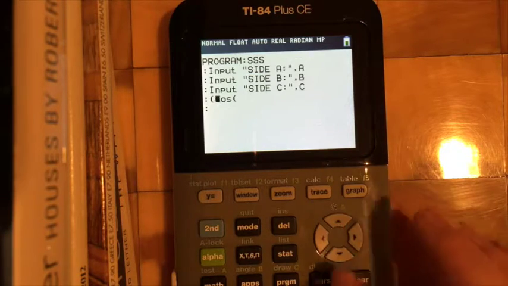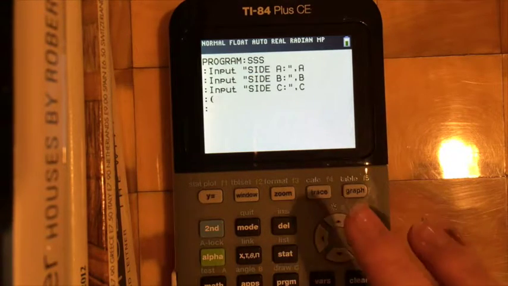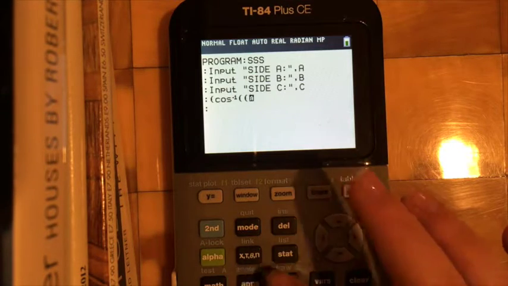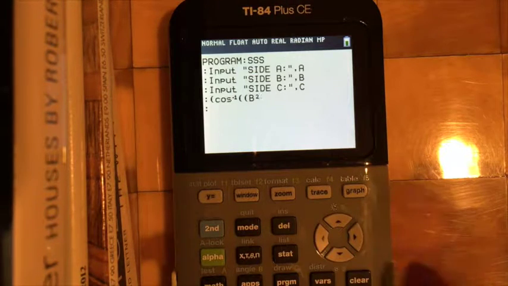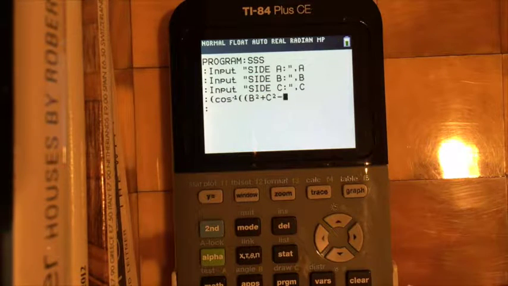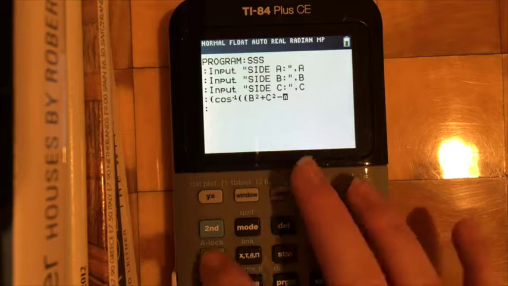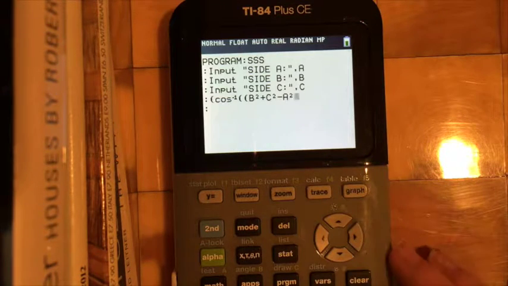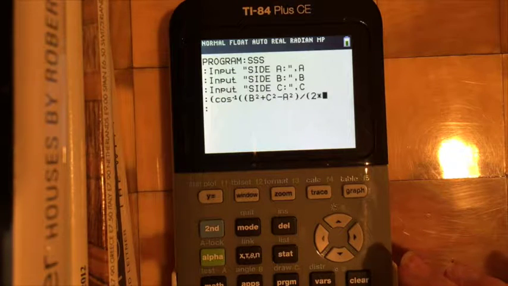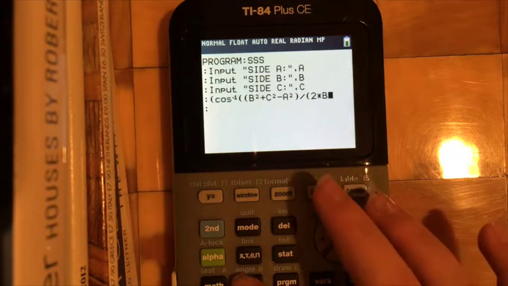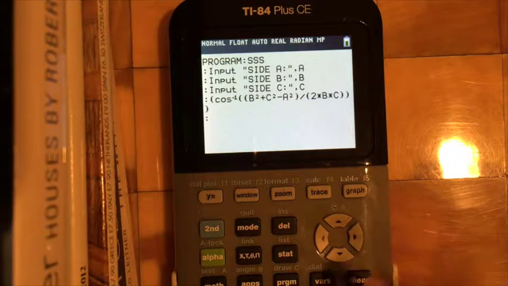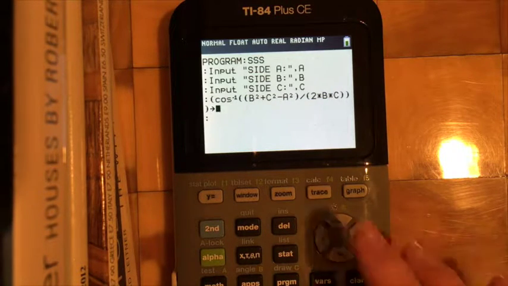When solving an SSS triangle, in order to find one of the angles, the law of cosines is used. In the calculator coding, I began with solving for angle A. I wrote the inverse cosine of b squared plus c squared minus a squared divided by 2 times b times c is equal to angle A. After this, I stored the function as the letter d for future purposes.